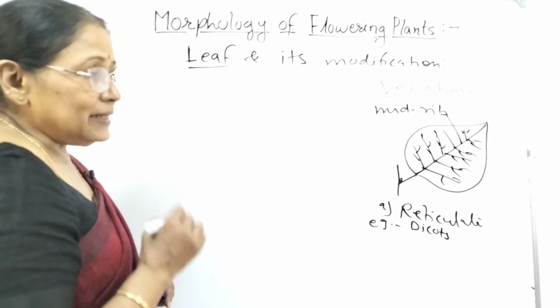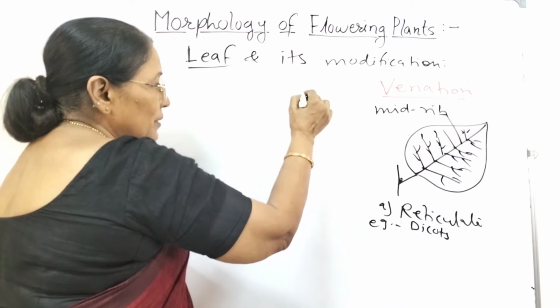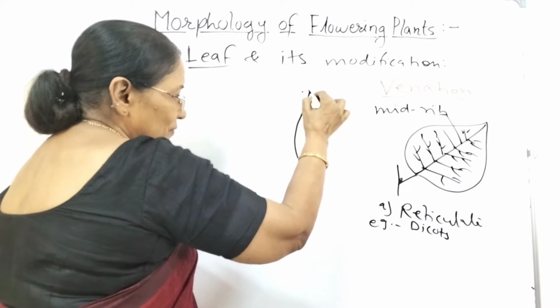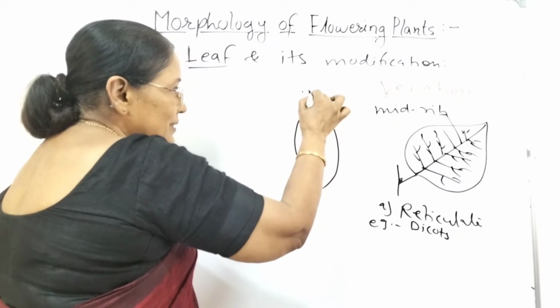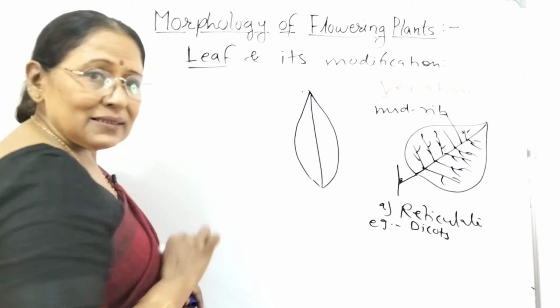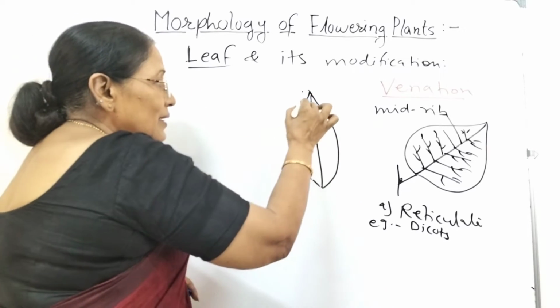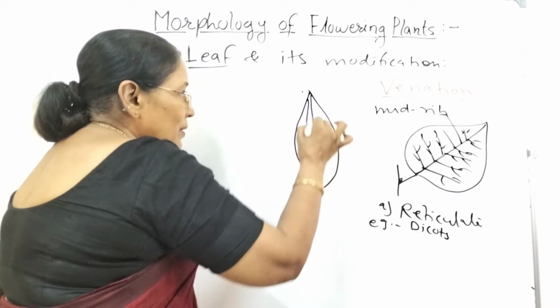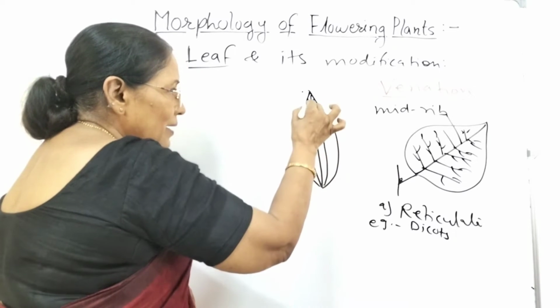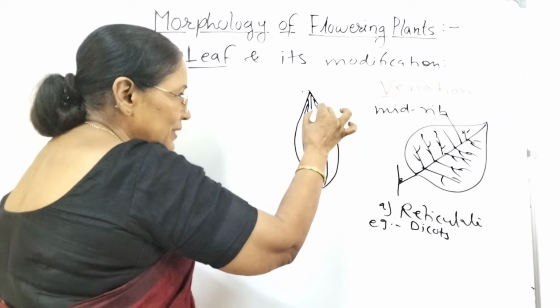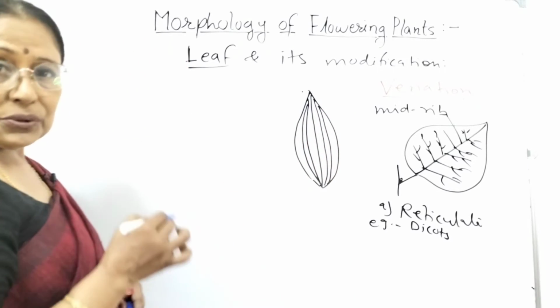Now take another example. What is found in monocots? If this is the leaf and this is the midrib passing through the center, then the other veins do not come out from the midrib. They run parallel to the midrib.